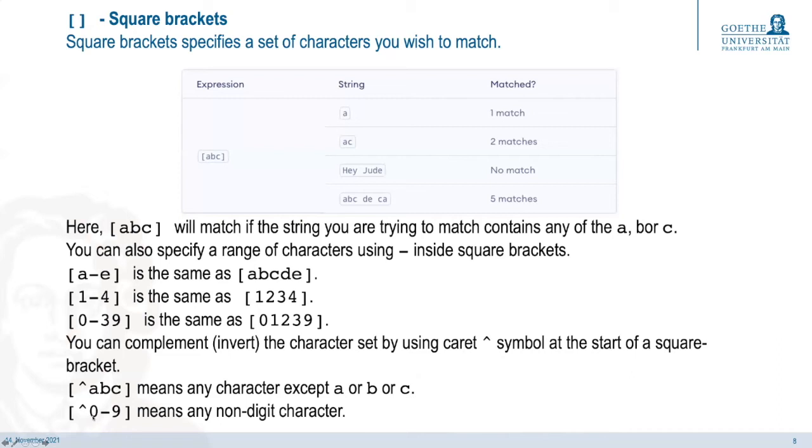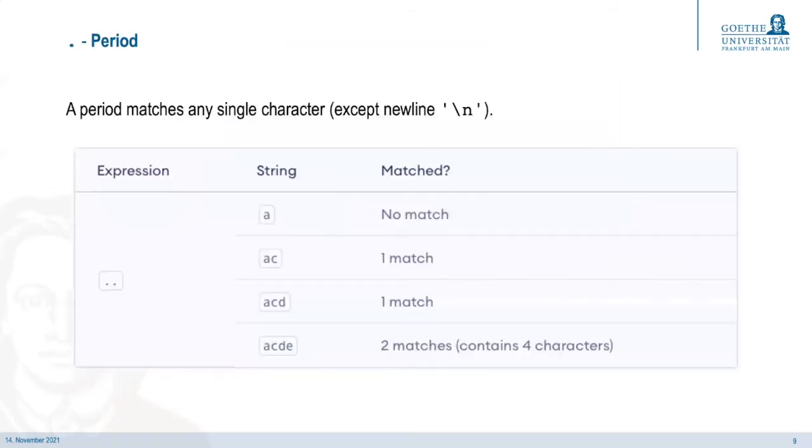And same for the numbers. If we use caret 0 to 9, it means no digit character, because all the digits are contained within this sequence from 0 to 9. And if we use the caret, it means every character except for the numbers from 0 to 9. The period matches any single character with one exception.